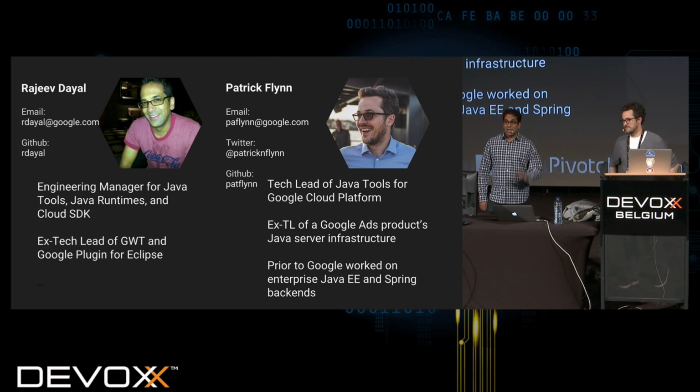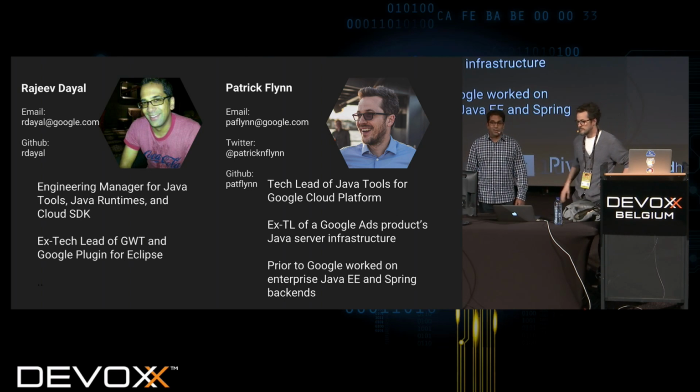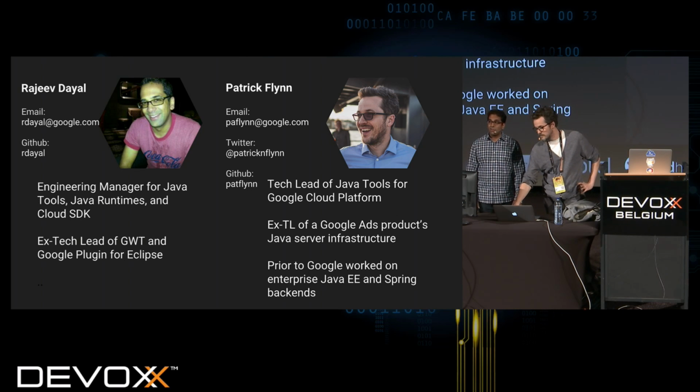Okay, hey everyone, I'm Rajeev Dayal. I'm an engineering manager here at Google, and I manage the Java tools and the Java runtimes of the Cloud SDK teams. I used to be the tech lead of the Google Web Toolkit, or GWT, as it is now called, and the Google plugin for Eclipse. And before that, I worked at a company called Autotrader.com, doing web front-end work, actually, and dealing with the joy of Ajax.